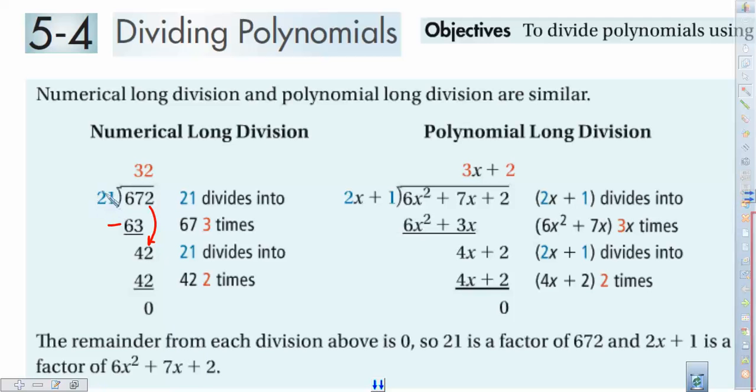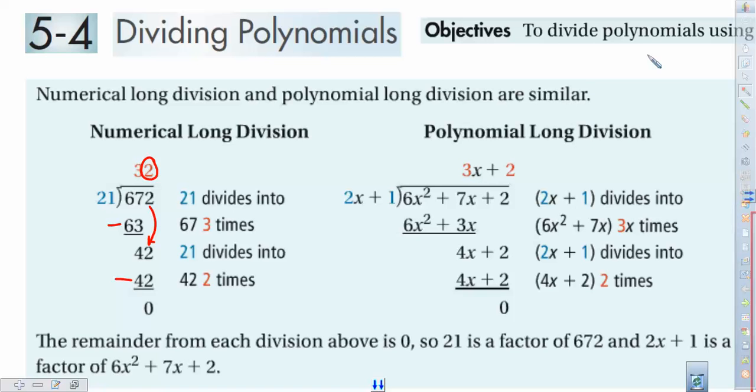And then you repeated this process. 21 would go into 42 just 2 times. Now what did you do here? Didn't you only take the 2 and not the 32? You took 2 and multiplied by the 21 to get 42, and then you subtracted again. Got a remainder of 0. Here's what that means. Doesn't that mean that 21 is a factor of 672? Put this in perspective. Don't you already know that 5 is a factor of 25? Because if you divided it, you'd end up with a remainder of 0, right? So just showing you that with a smaller example, okay?